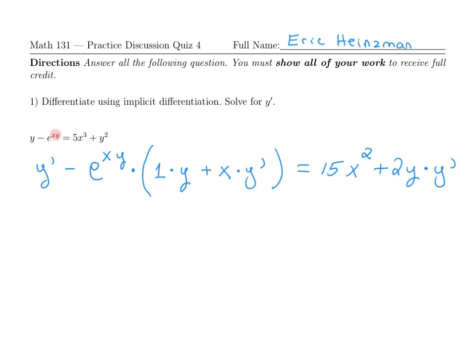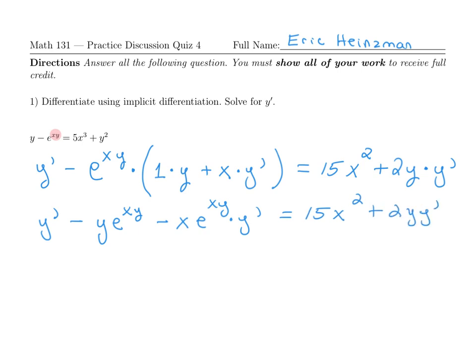So I think I'll start by multiplying this negative e to the xy into the parentheses. I'm also going to order things in a more simple way. So I have y prime here. I'm going to copy that down. We have y prime. When you distribute in e to the xy, it gets multiplied here. I'm going to write this as simply y times e to the xy. Next, I distribute this here. I'm going to write this as minus x e to the xy times y prime. There isn't really anything to simplify on the other side of the equation. I'll just put 15x squared and then plus 2y prime.